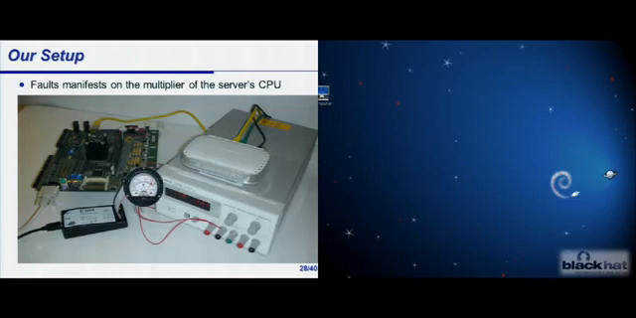so I'll continue here. The way we did this, we basically took the nominal voltage of 1.5 and lowered that voltage, not too much, because we want to get some errors, but not too many faults, and collected a number of faulty signatures. Now, we did it with voltage, but that's not the only way you can do this.